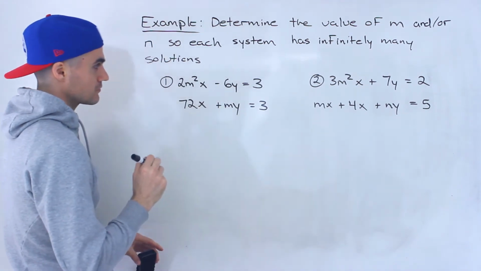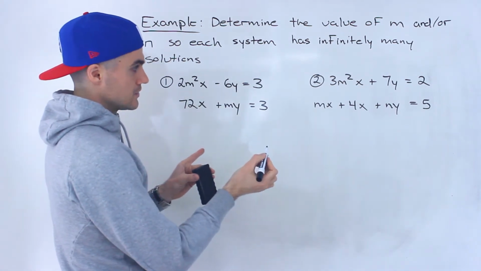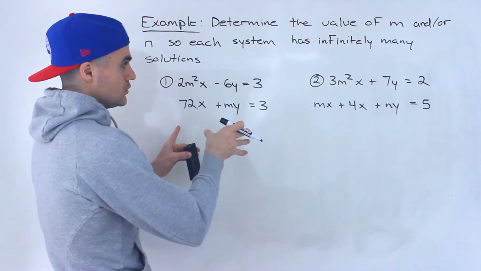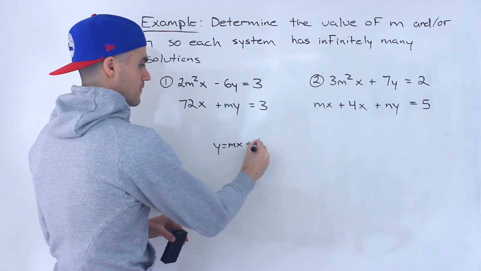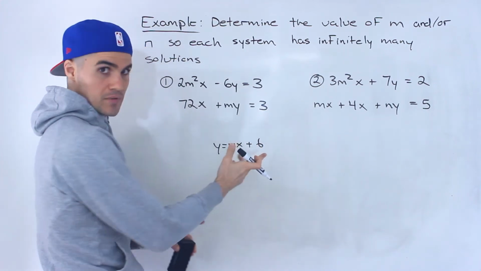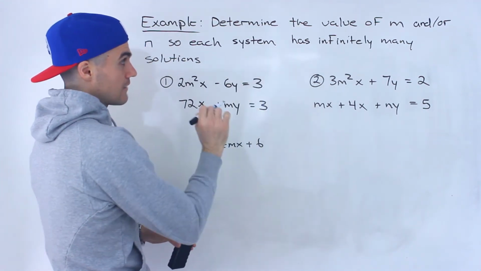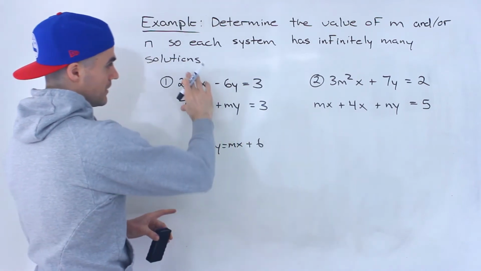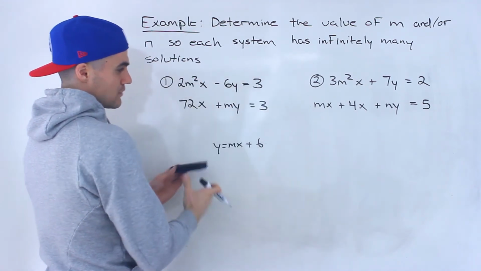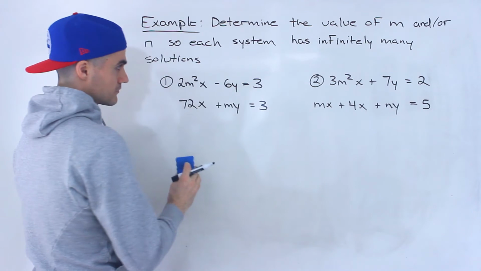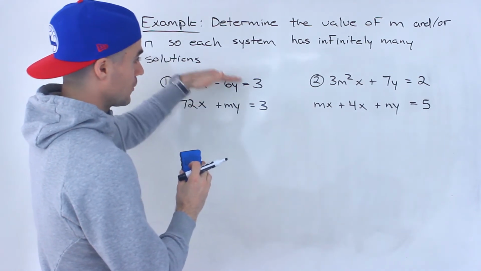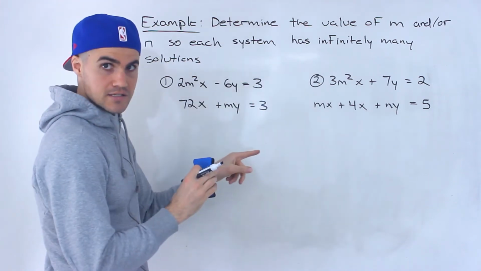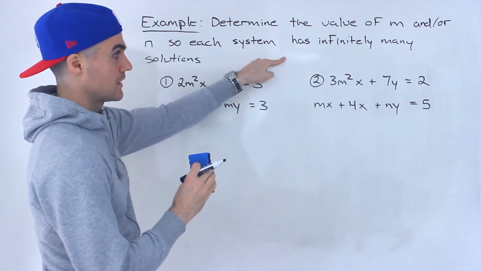Now, there are multiple ways you can do this. You can put all the lines in y equals mx plus b form, and then the m and the b values have to be the same if they're going to have infinitely many solutions. But if they're in standard form, then all the ratios of the coefficients and constants have to be the same if there are infinitely many solutions.